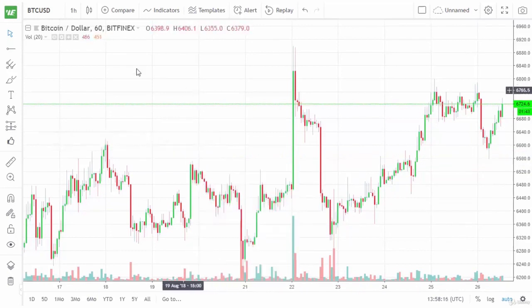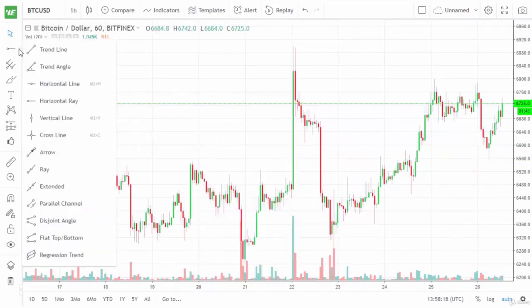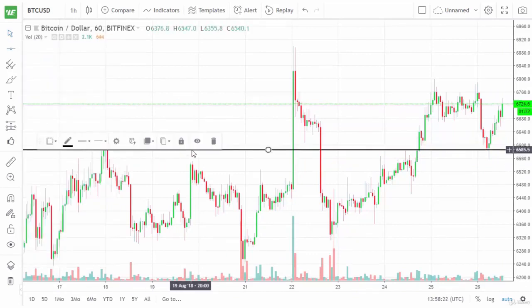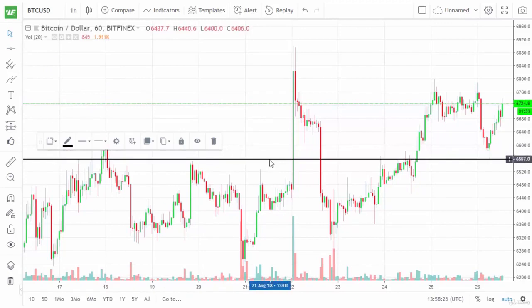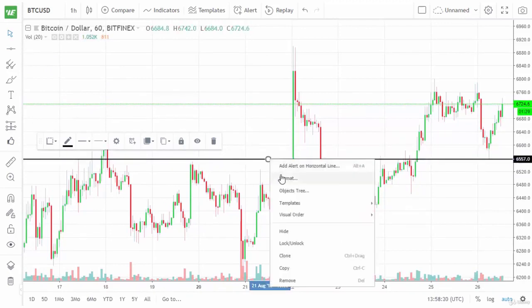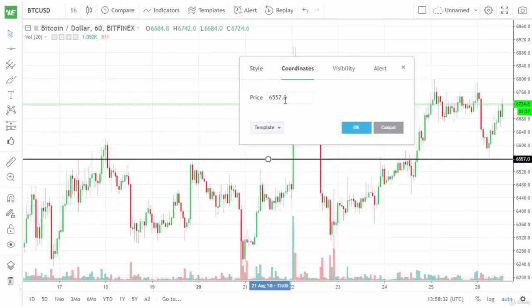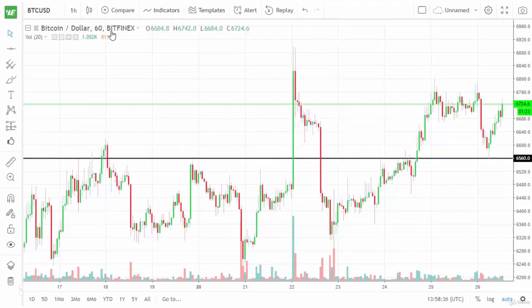Let's go ahead and remove that. Typically, you'll see it drawn as a horizontal line though. So again, let's draw that horizontal line. Let's look at 6,560. And you can see that this is an area that has offered support and resistance.